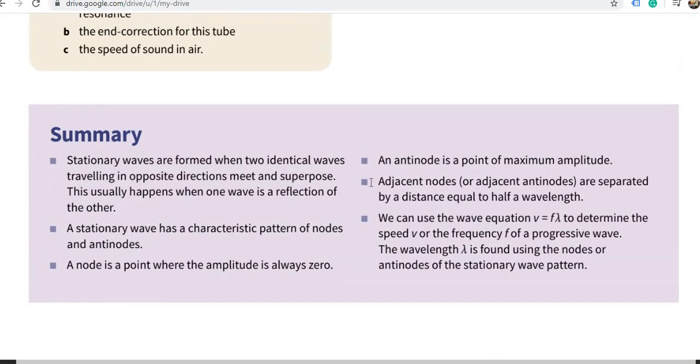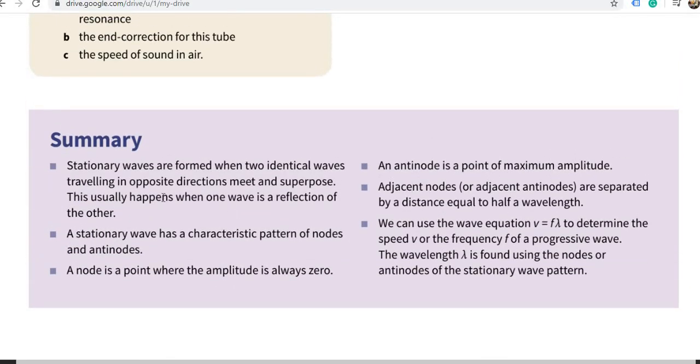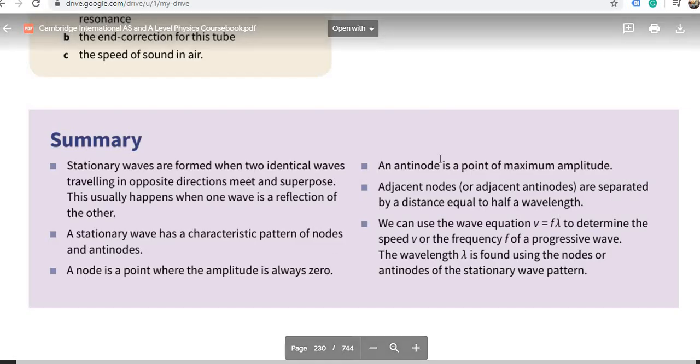Then again the summary. Now I think you have a better understanding of this. How stationary waves are formed is very important. You should know that. In the exam paper they test you on this. So a stationary wave has nodes and antinodes. A node is a point where the amplitude is 0. An antinode is a point where we have maximum amplitude.